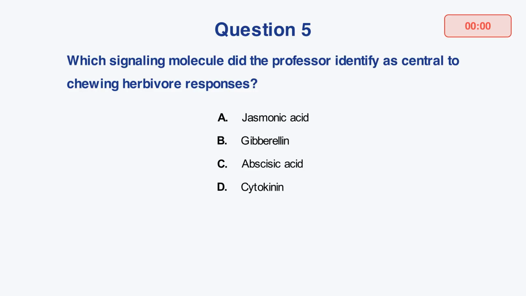Listen again to part of the lecture, then answer the question. When I said that volatile organic compounds can recruit predators of herbivores, I meant that plants indirectly defend themselves by calling in bodyguards.